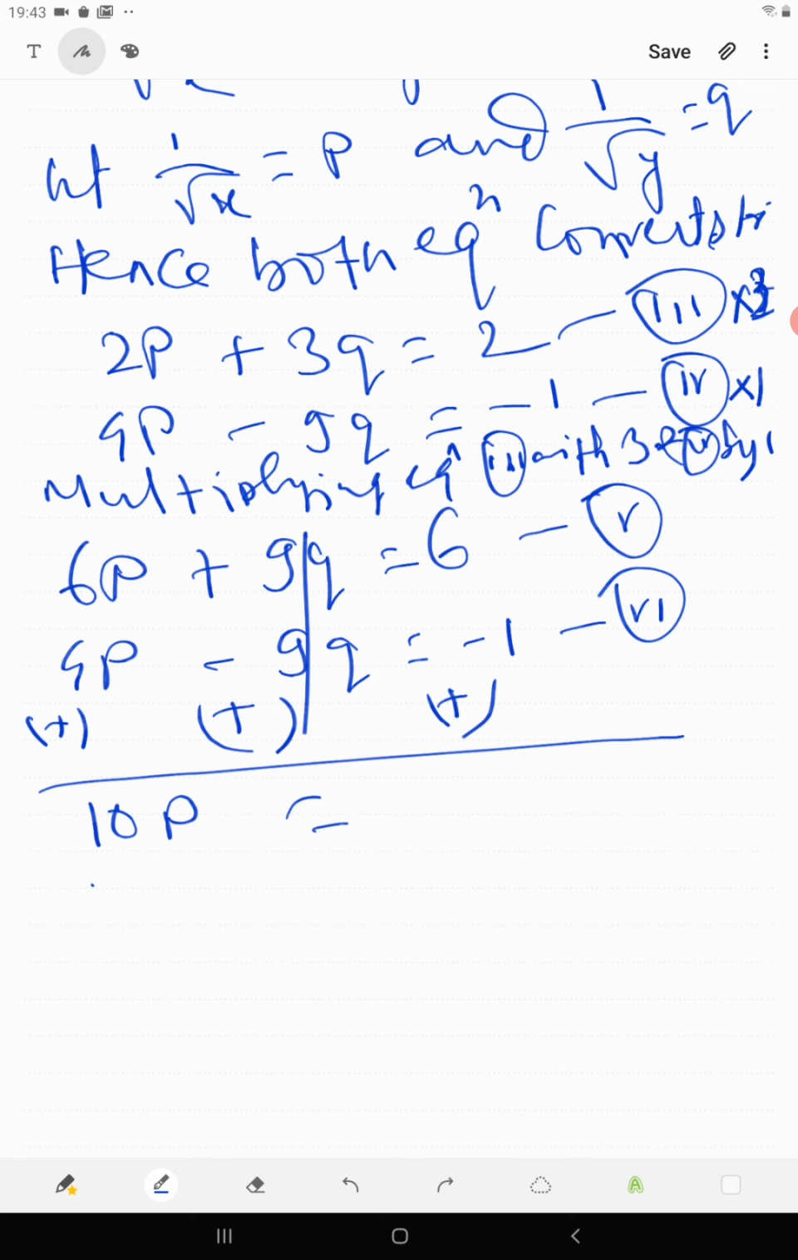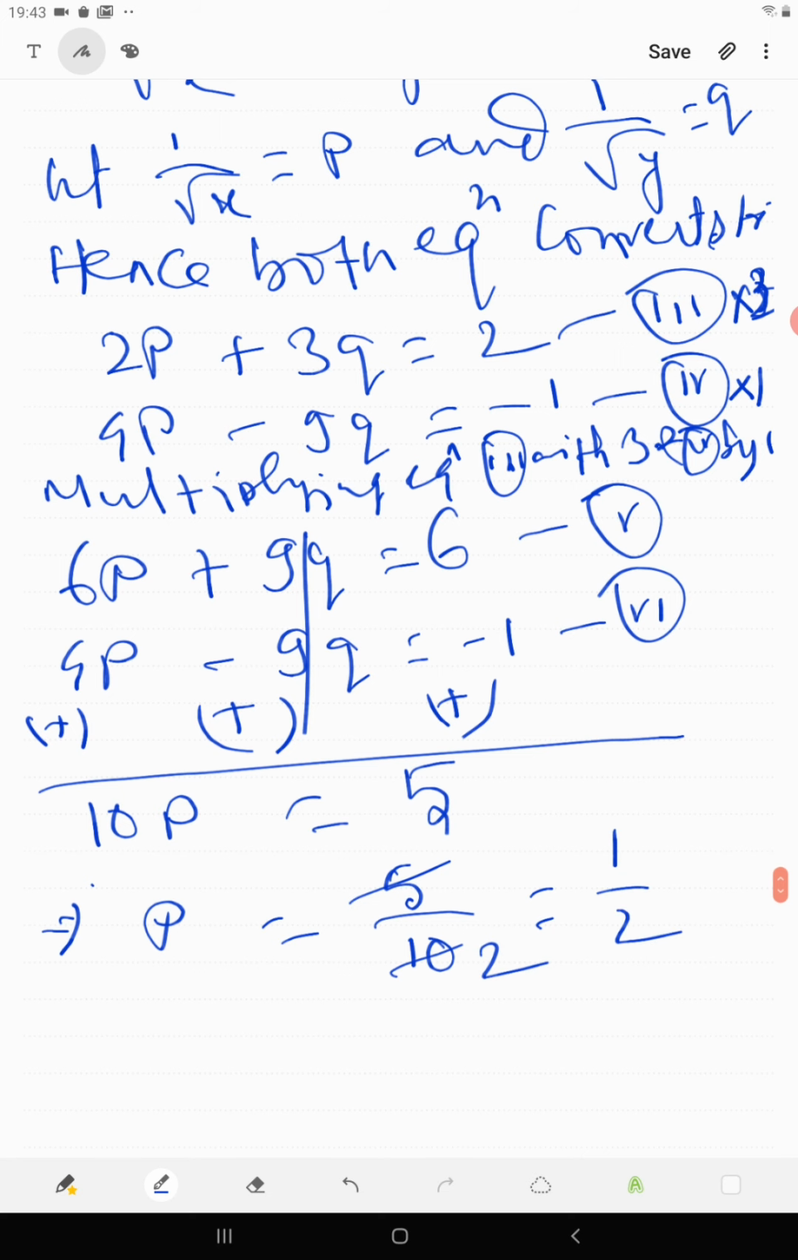Sorry. So 6 minus 1 is 5. So we got 10p. My mistake. Please, I made a correction. You also do that. So 10p equals 5. So this simplifies to p equals 5 by 10. So 5 twos, so it becomes 1 by 2.